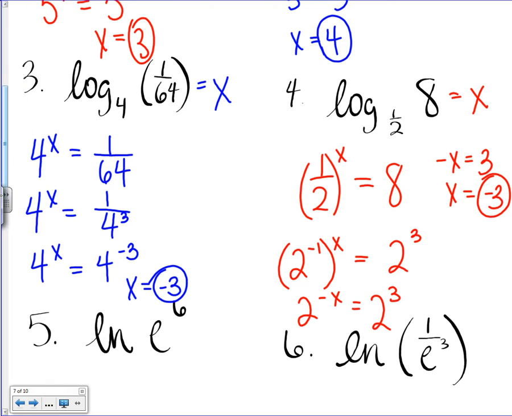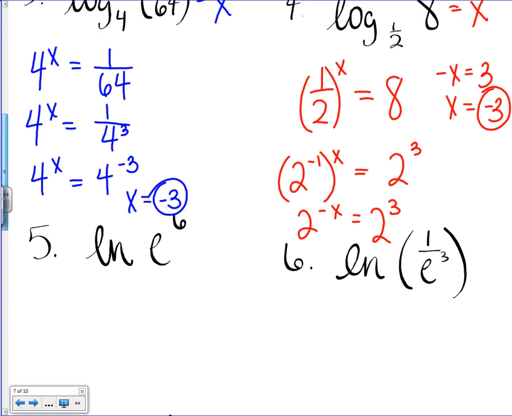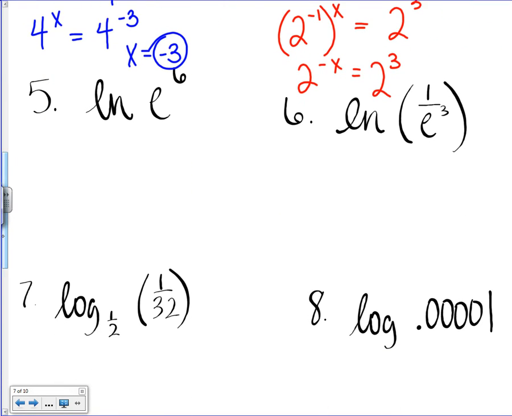So you can see this is just a lot of manipulation here. You have to be able to manipulate one side or both sides so that they have the same base. All right, looking at number 5. Well, we have a natural log. Okay, so don't be alarmed by that. I'm going to set it equal to x and rewrite it as an exponent.